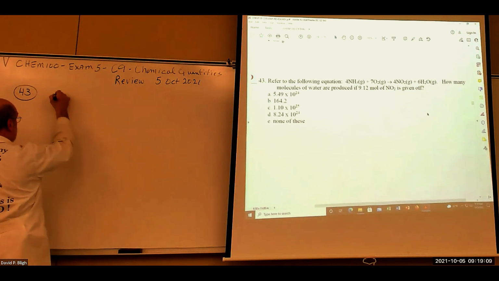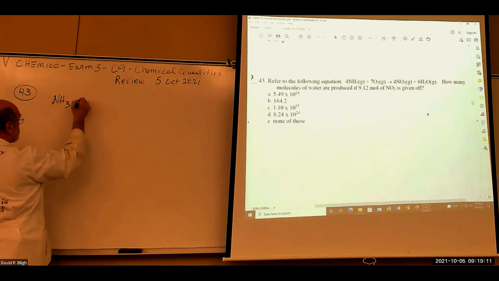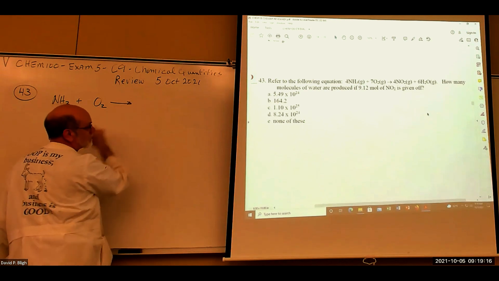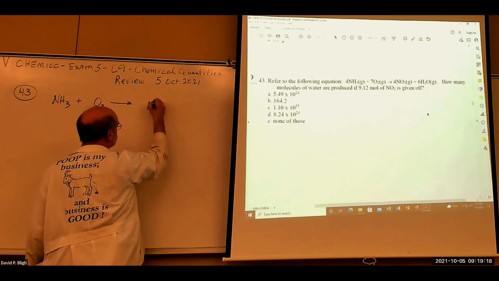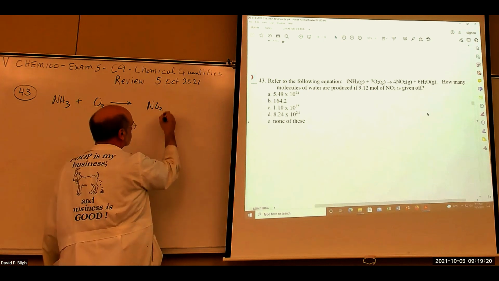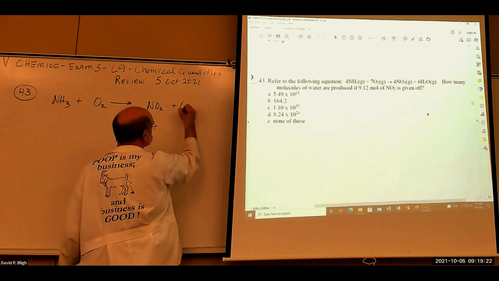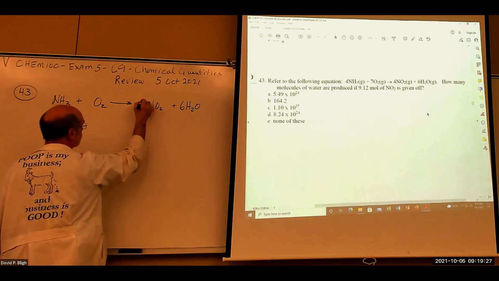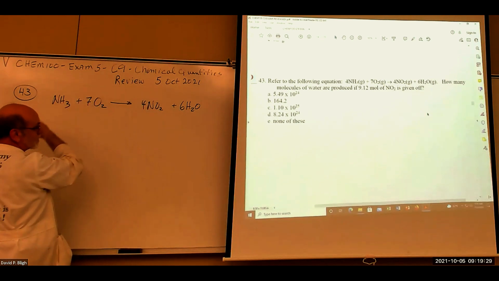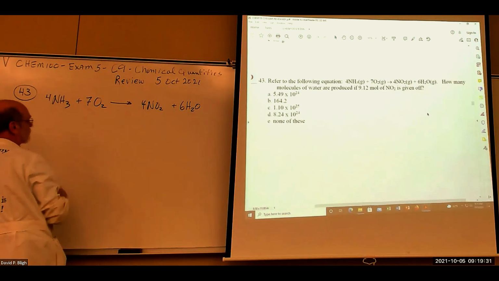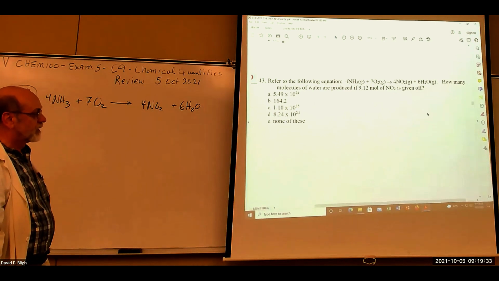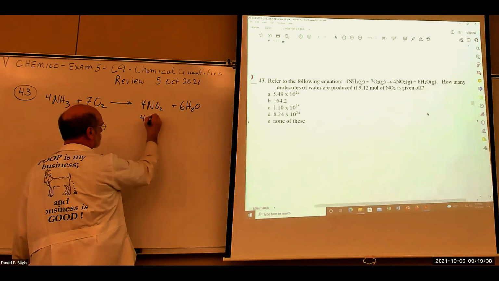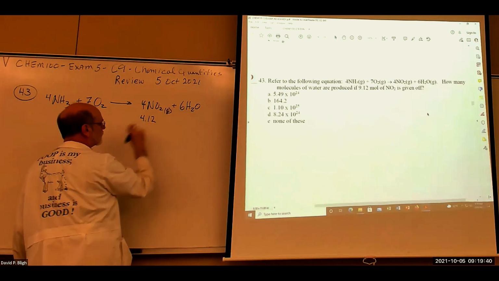So for this balanced equation, NH3 plus O2 yields NO2 plus 6 water. That's 4, that's 7, and this is 4. Okay, what do we get? 9.12 moles of NO2 are given off as a gas.